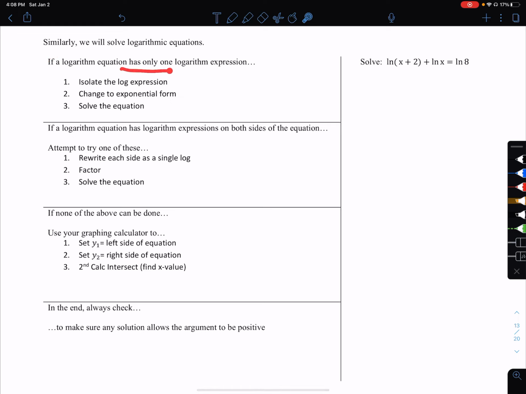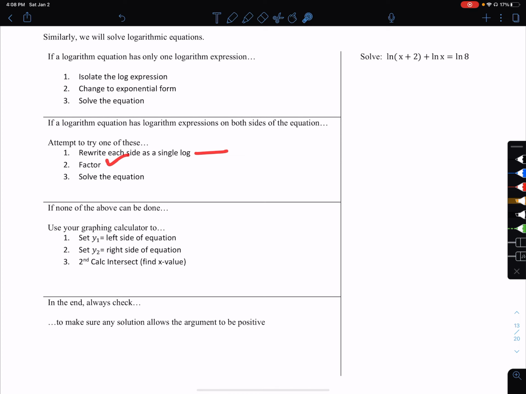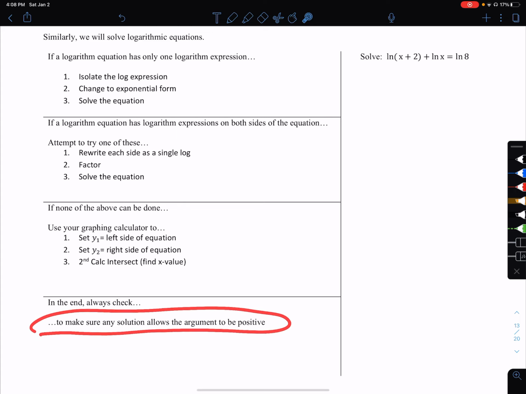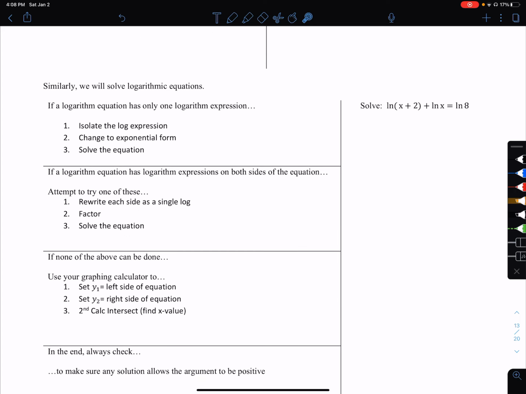If the log equation has only one logarithmic expression, isolate the log expression, change to exponential form, and then solve it. If it has multiple, rewrite each side as a single log if it's possible, factor if it's possible, then try to solve the equation if it's possible. If none of those work, use your calculator to cheat. In the end, make sure your solution allows the argument always to be positive.